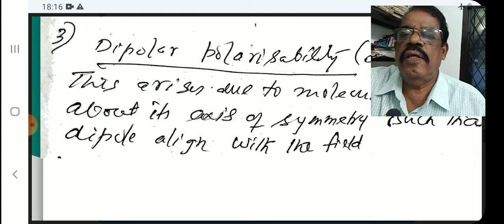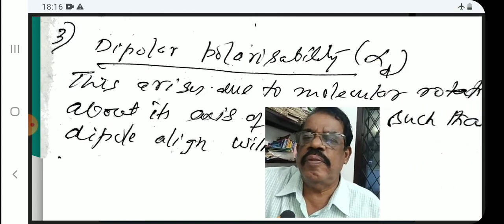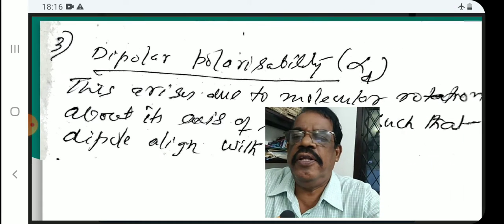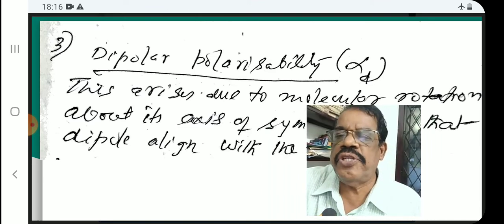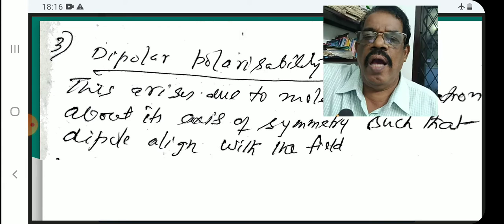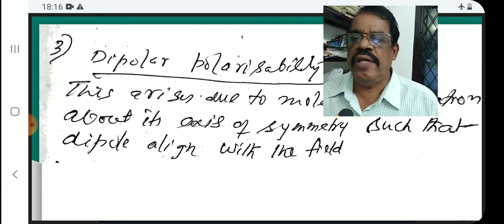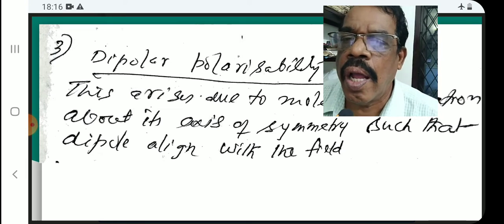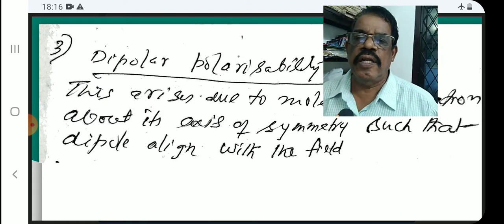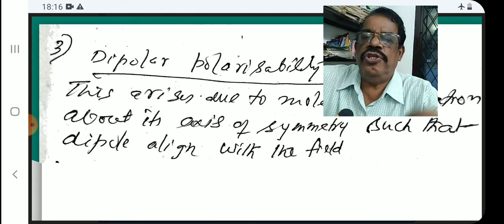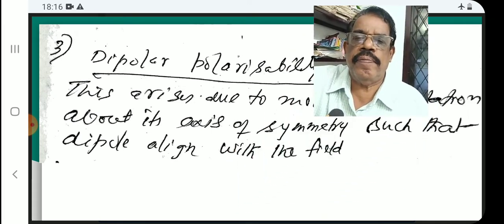Now we see the third polarizability, which is the dipolar polarizability, alpha D. This arises due to the molecular rotation about its axis of symmetry such that dipoles align with the field. It is due to molecular rotation.